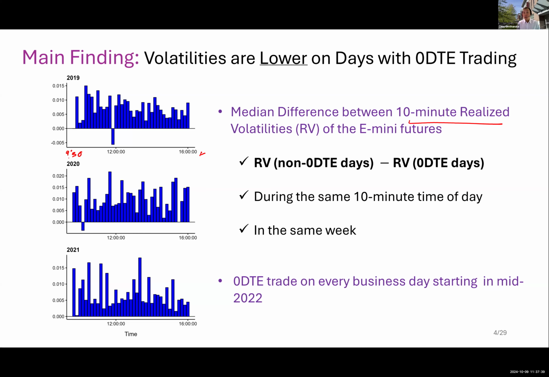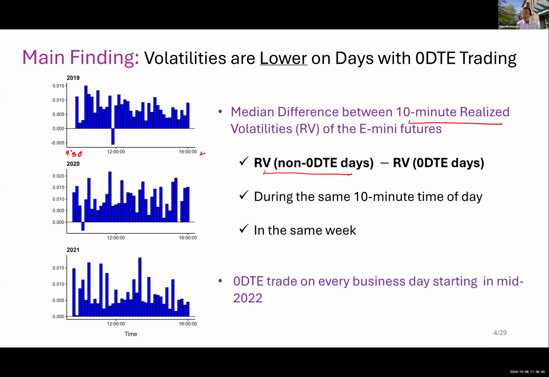We are using observations within the same week to calculate this volatility difference within the same time of day. So if we're comparing 9:30 to 9:40 on Monday, we're comparing 9:30 to 9:40 on Tuesday. Same time interval. And this is what we find.